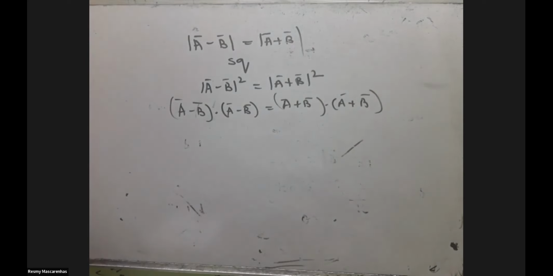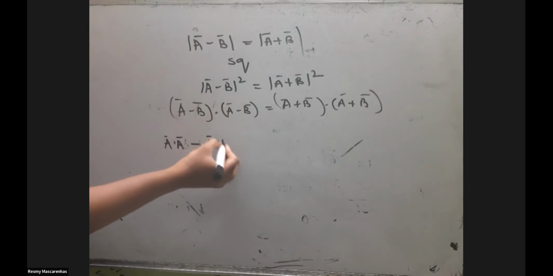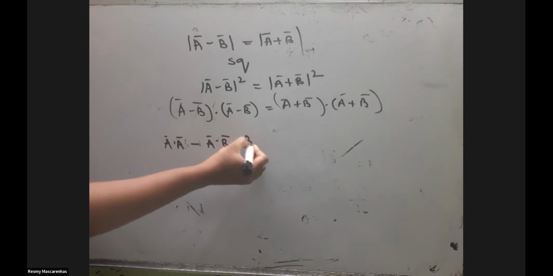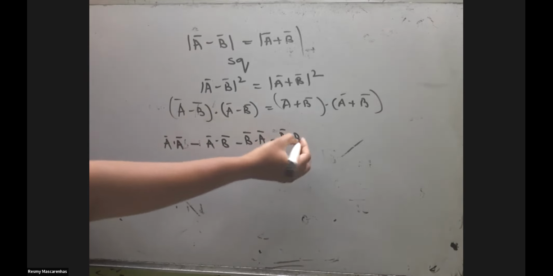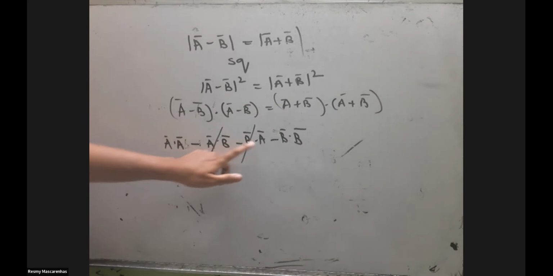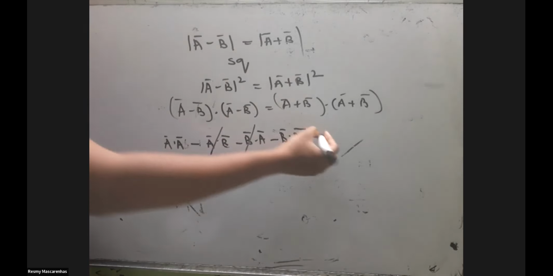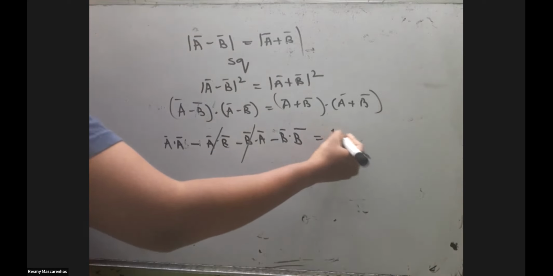We can write it as 2 times the square. Now we have to start opening the bracket. A bar dot A bar, then A bar dot B bar minus B bar dot A bar, minus B bar dot B bar. This and this will cancel because for dot product, A bar dot B bar is the same as A into B, same as B into A.